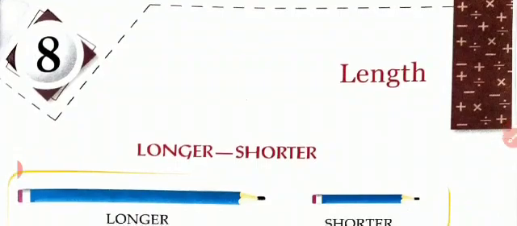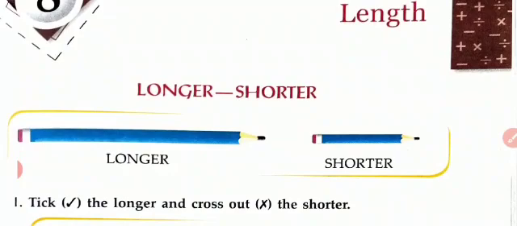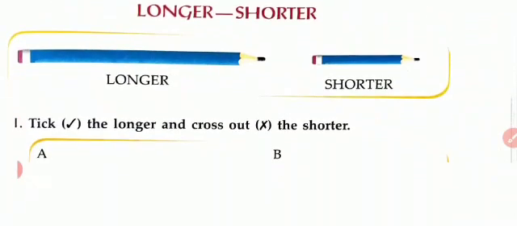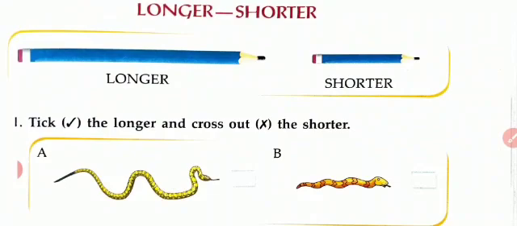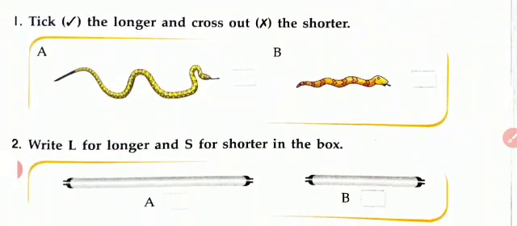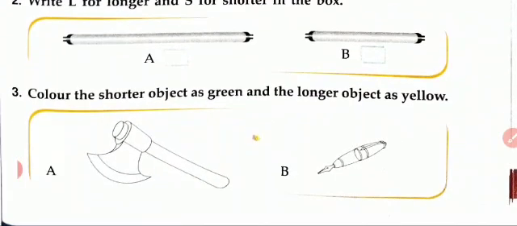So today we will discuss the length chapter, and this is the second part of our length chapter. So till now we have discussed the longer and the shorter one. As we can see in the picture, there is a shorter pencil and a longer pencil, and we have done all these exercises.